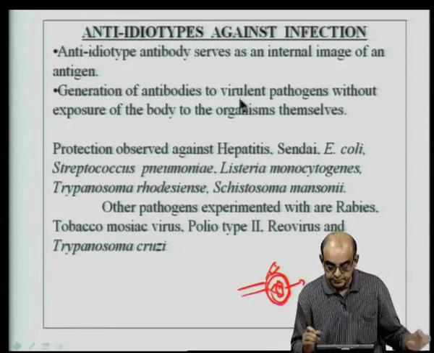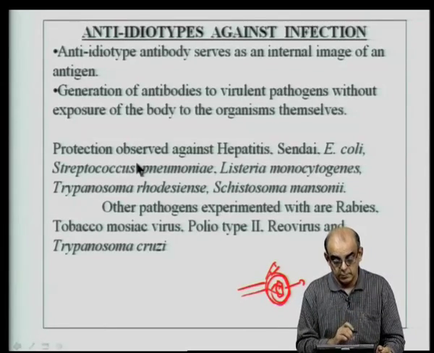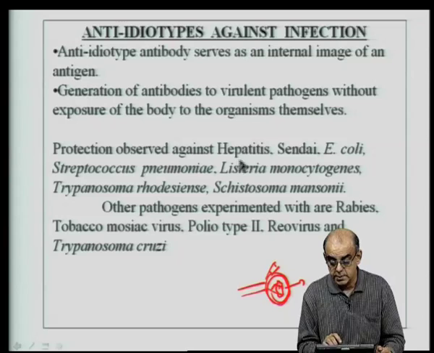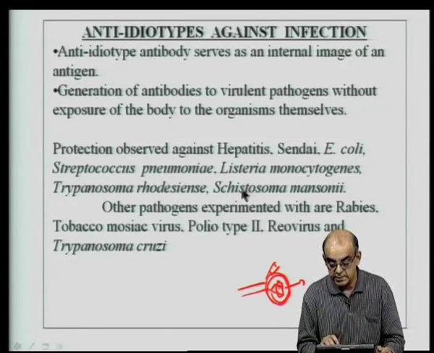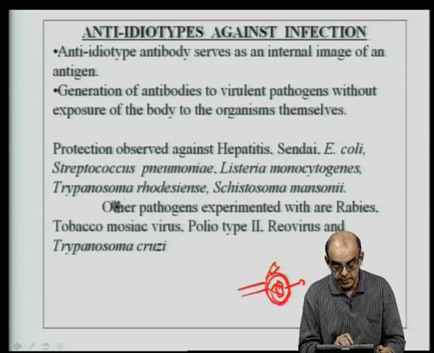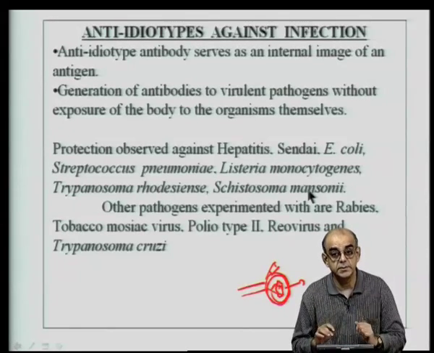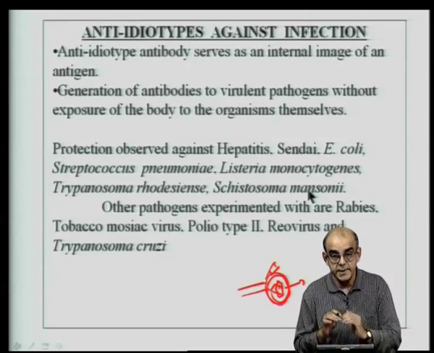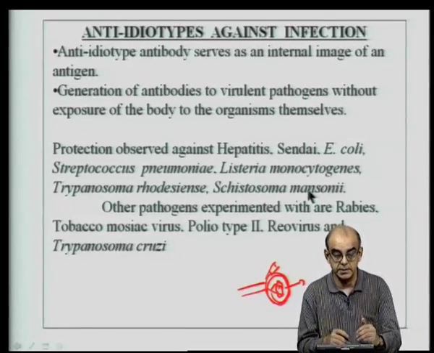So, there has been protection observed against hepatitis, Sendai, E. coli, Streptococcus pneumoniae, Listeria monocytogenes, Trypanosoma rhodesiense, Schistosoma mansoni. These are all the pathogens where anti-idiotypes have in fact been used to protect against these diseases.